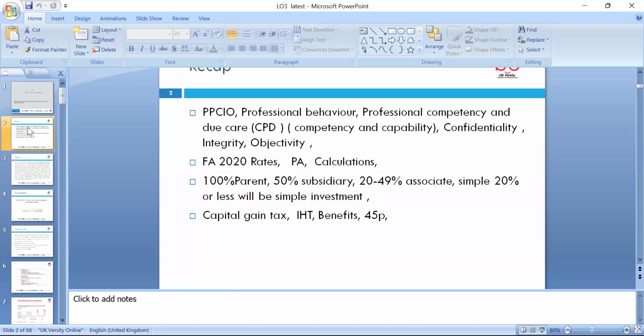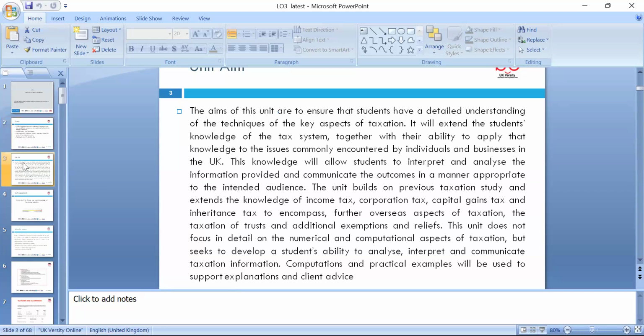We had a discussion about professional behavior, professional competencies, confidentiality and integrity. We also discussed the Finance Act, whichever year of the Finance Act you use, and then inheritance tax and benefits, the car allowance and the mileage you can claim.